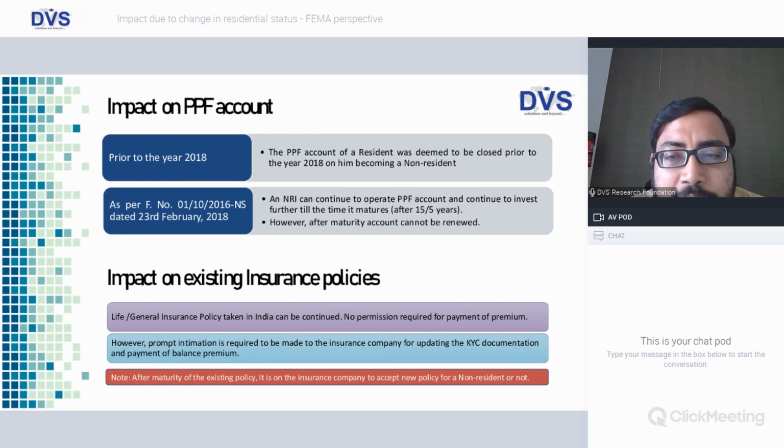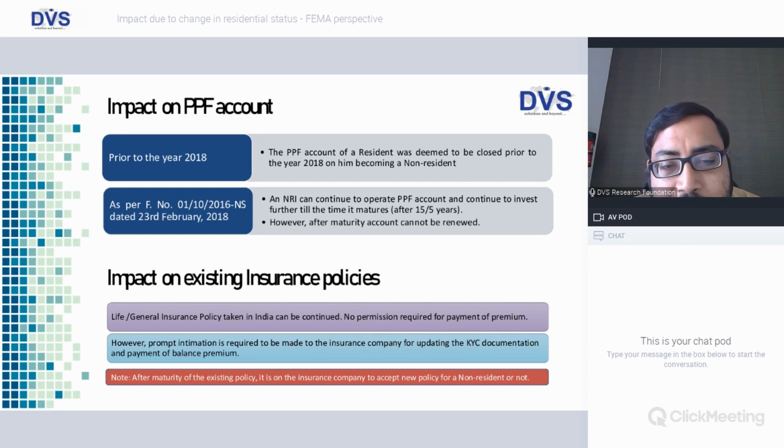So now coming to the next topic, the PPF account. In case of change in residential status, there are two conditions. One, prior to 2018, the PPF account of a resident was deemed to be closed. So once there is a change in resident status, the PPF account which was opened at the time of him being a resident was deemed to be closed. Whereas post February 2018, now the NRI can continue to operate that PPF account till the time of its maturity. However, he cannot renew or open a fresh PPF account. That is the change.